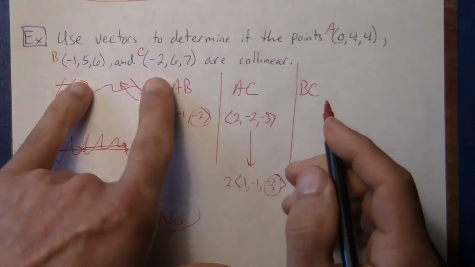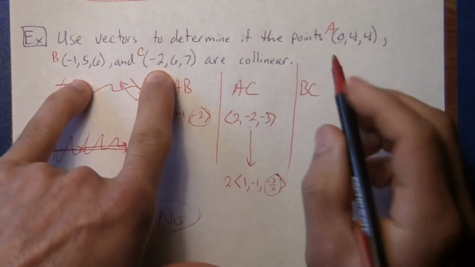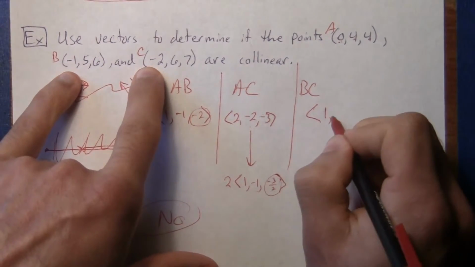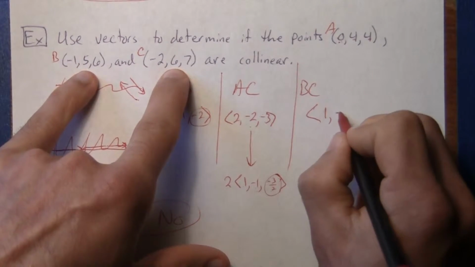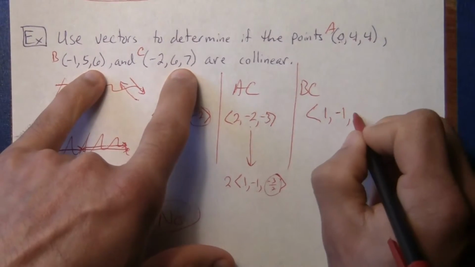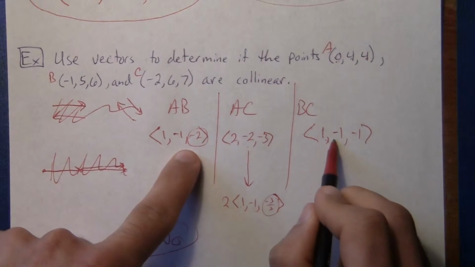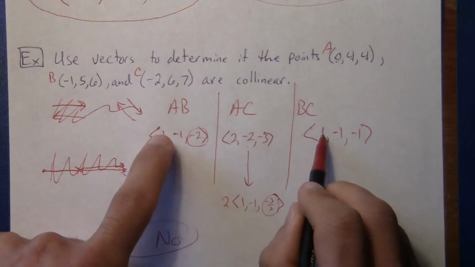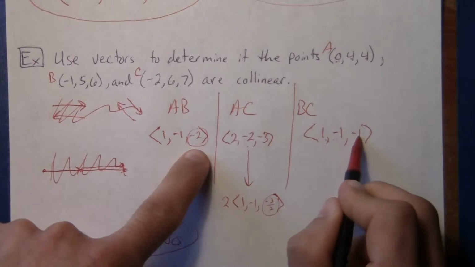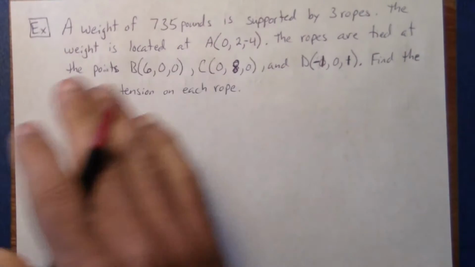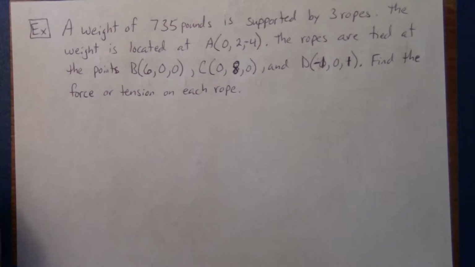Now, if I did go ahead and do B, C, again, the order doesn't matter which way I subtract them. Let's say I do -1 minus a -2, so 1, 5 minus 6, so -1, 6 minus 7, so -1. You can easily look at these and see that they are not. I can get those two to be the same, but again, I can't get that third one to be the same.